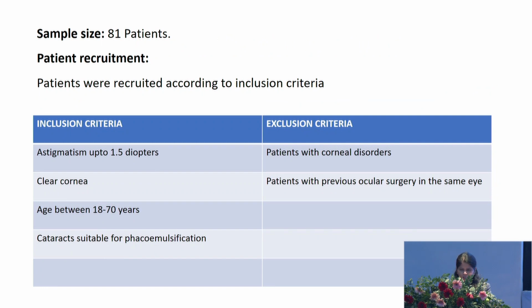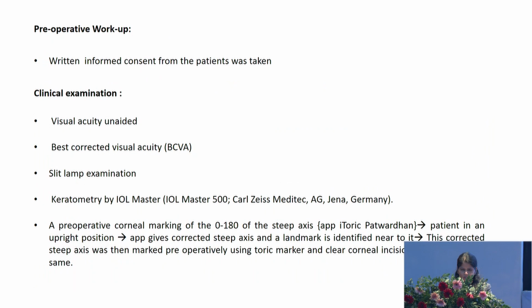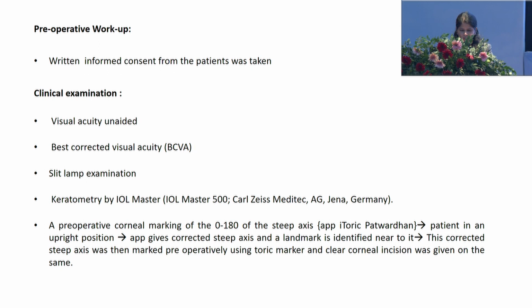The sample size calculated by the Charan Biswas formula was 81 patients, and the patients were recruited according to the inclusion criteria, which included astigmatism up to 1.5 diopters, clear cornea, age between 18 to 70 years, and cataract suitable for phacoemulsification. Patients with corneal disorders and previous ocular surgery in the same eye were excluded. Written informed consent was taken, and proper history and visual acuity were recorded.